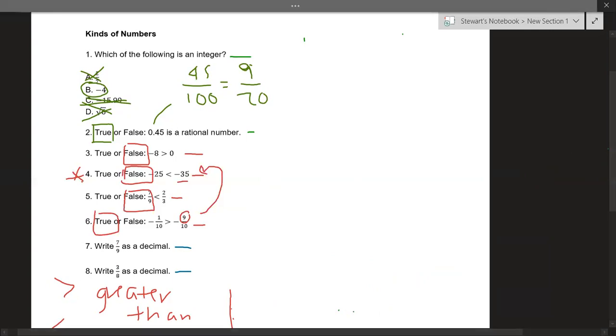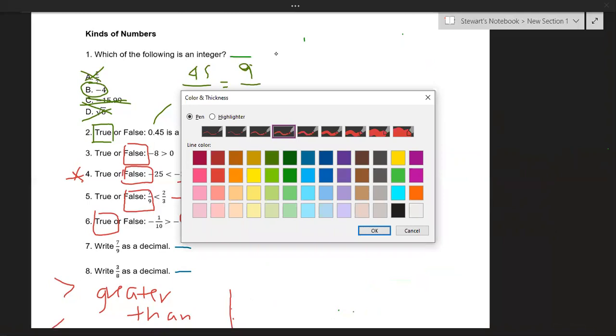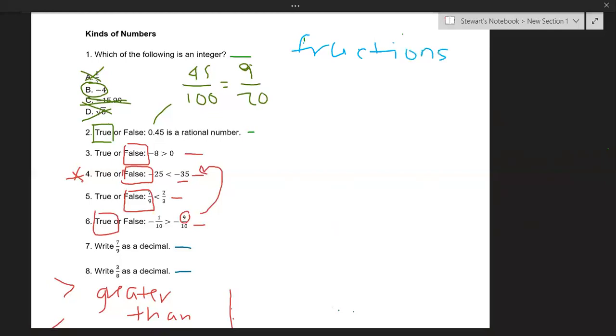Okay, and now we are going to talk about, I'm just going to make it light blue in case they go off the edge. I want to make sure we can still see what's going on. For 7 and 8, we are talking about fractions to decimals.